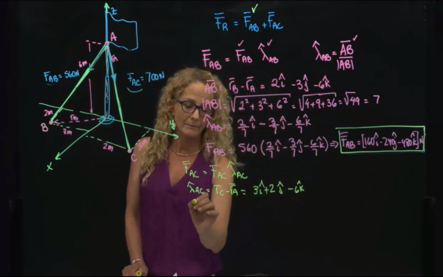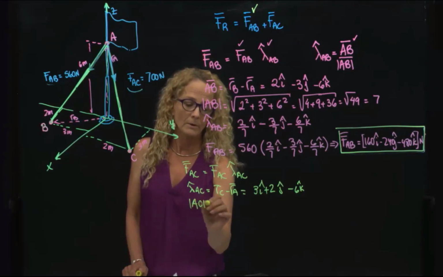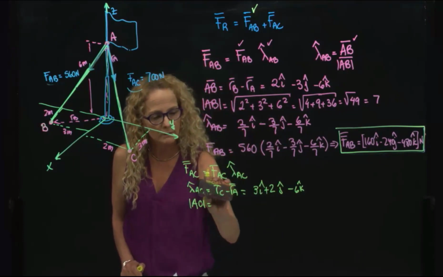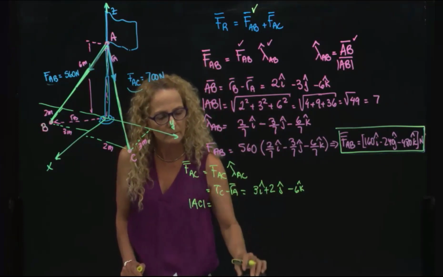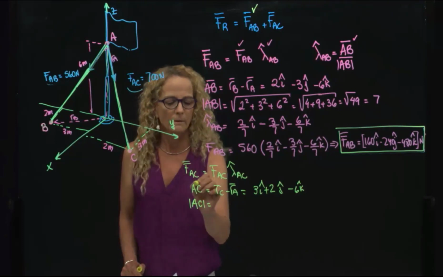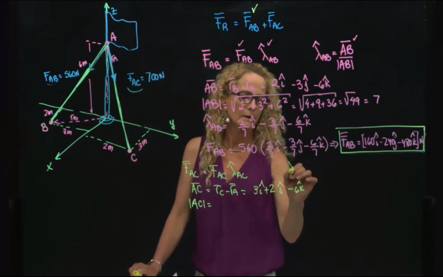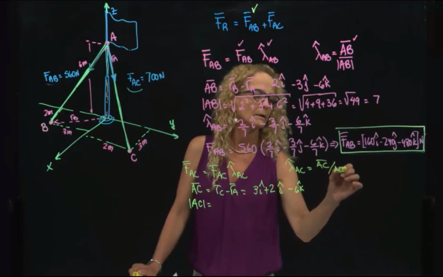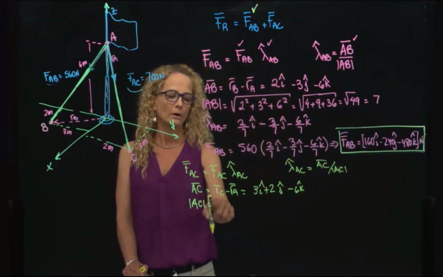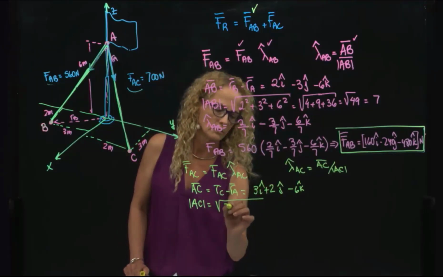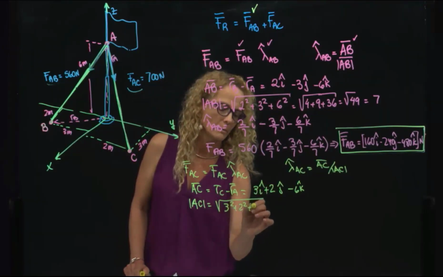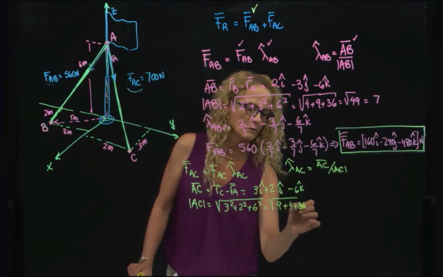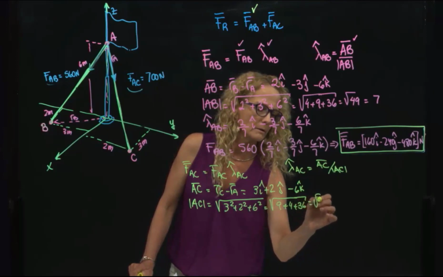And I have to find the magnitude of that vector. Sorry, this is AC. Let me correct that. This is AC. Because what I'm doing is that I am finding AC over the magnitude. So I just found the vector. The magnitude will be equal to 3 squared plus 2 squared plus 6 squared, which is 9 plus 4 plus 36, which is 49.